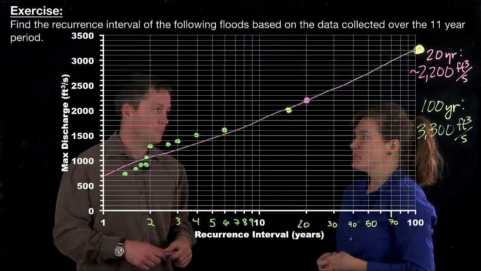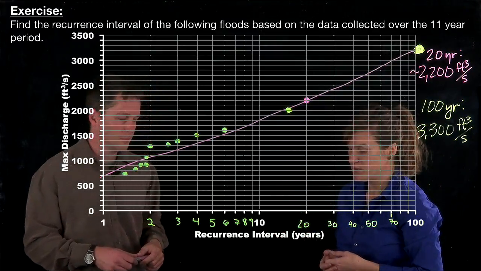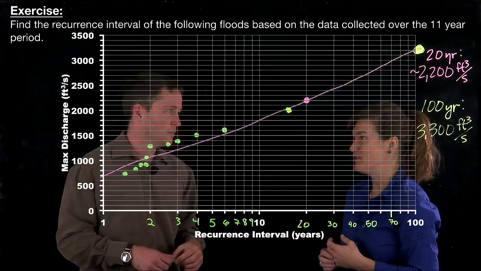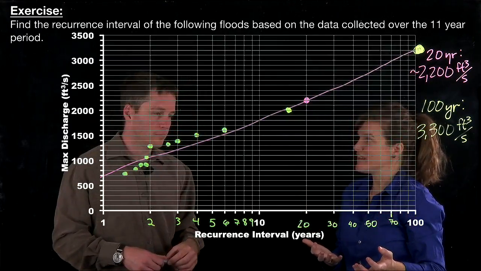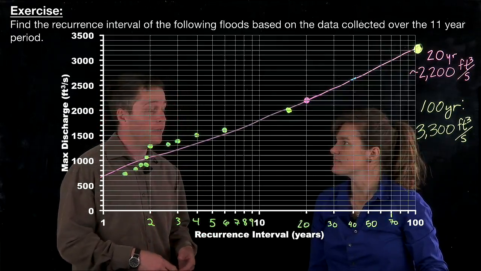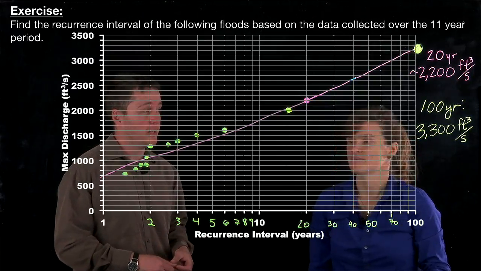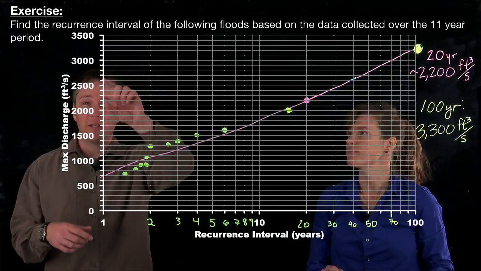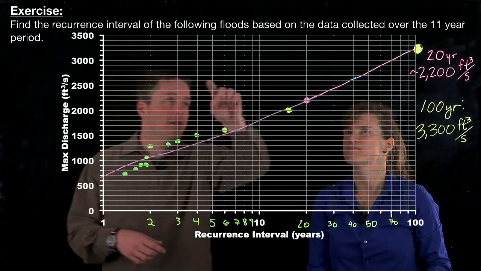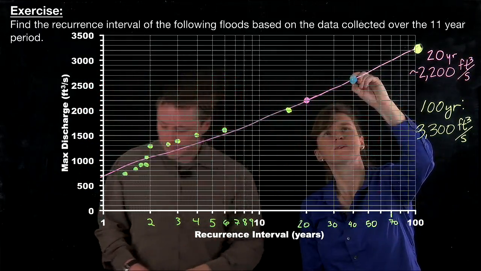Let's say that we wanted to build a structure that could contain a discharge of 2,500 cubic feet per second. So how often is that flood going to occur? Okay, so we want to know what the recurrence interval might be for a flood that has a max discharge rate of about 2,500 cubic feet per second. So if we look on our y-axis at 2,500 and we follow that across here, it seems to intersect the line about right there. Okay.